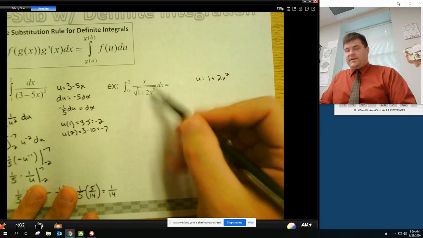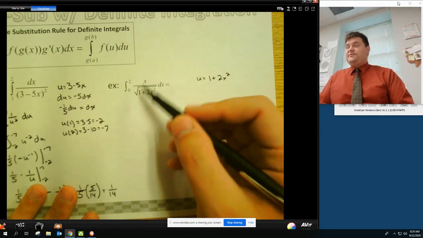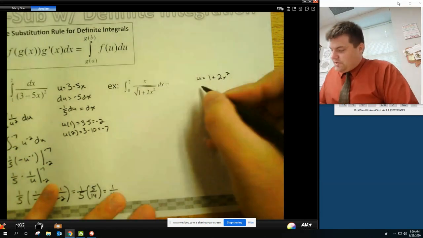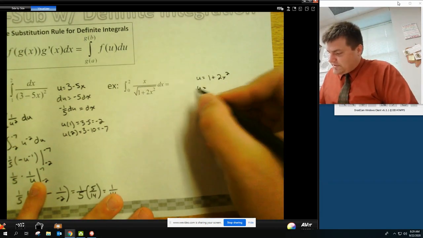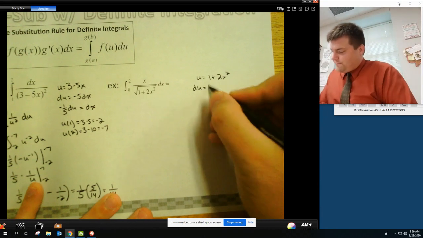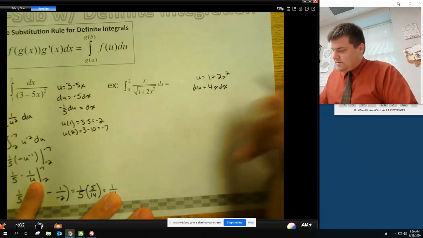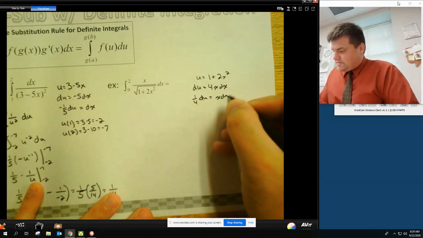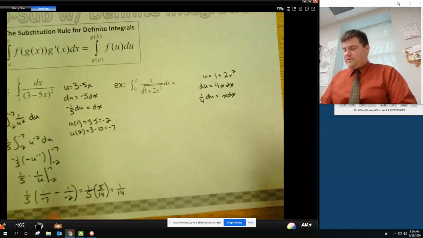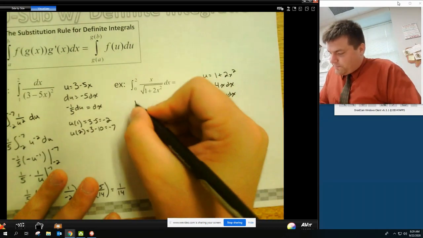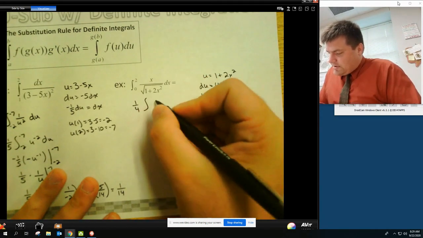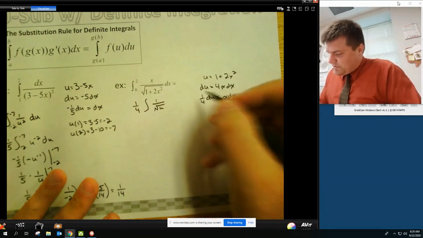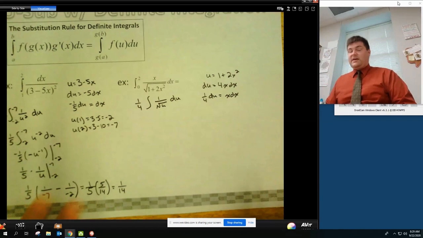There is no formula that I can use to find the antiderivative, so I do need to plug this into a u-sub. So u is going to equal... du, if I take the derivative, is going to give me 4x dx. So 1/4 du is going to equal x dx, which is perfect. I have an x dx I need to get rid of. So I'm going to go 1/4 integral of 1 over root u. x dx turns into a du. And then I put the 1/4 right out in front.